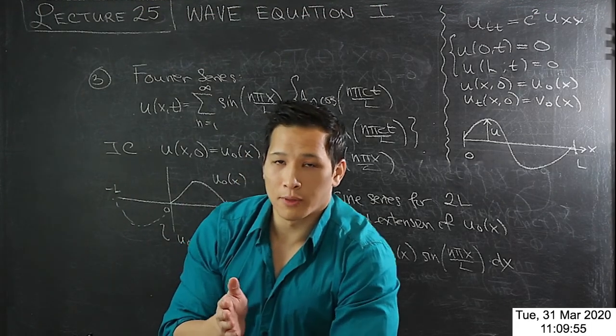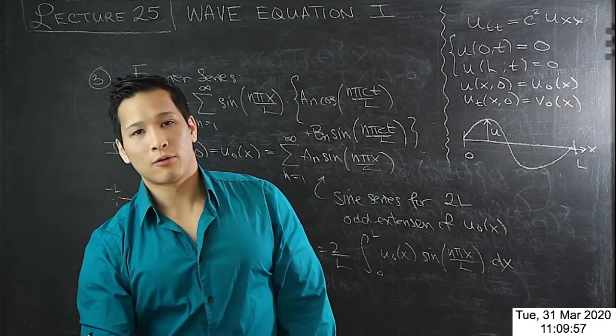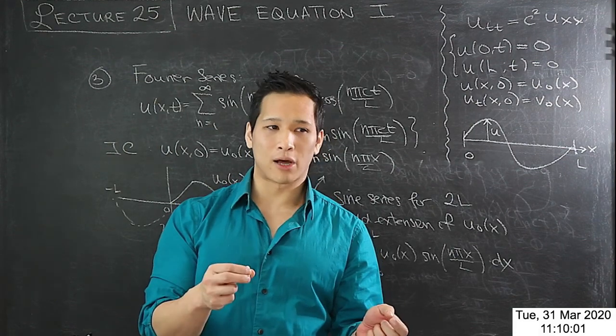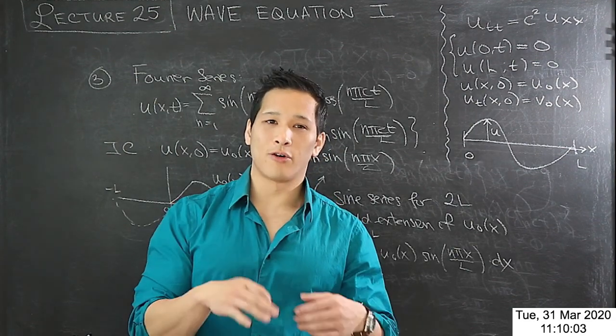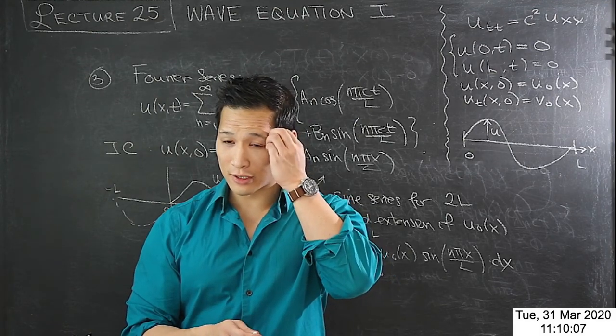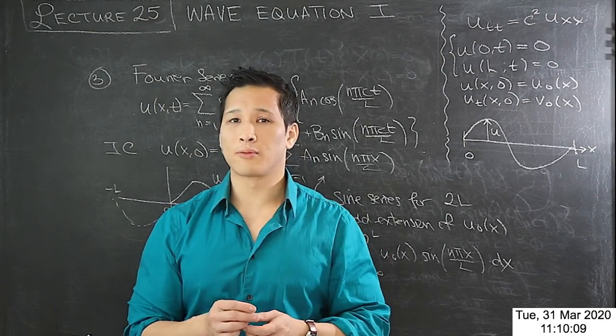Okay, so that's basically it, this class. On Thursday, we'll meet again Thursday at 10:15. We're gonna finish up with the wave equation. We're gonna do a nice example of what happens when you pluck a string and then you let it go and that forms a wave. We're gonna plot the solution, solve for it using Fourier series, and then just continue to do more examples.